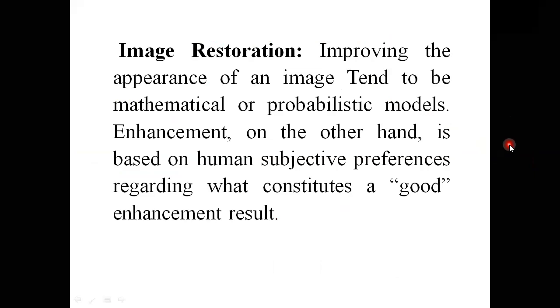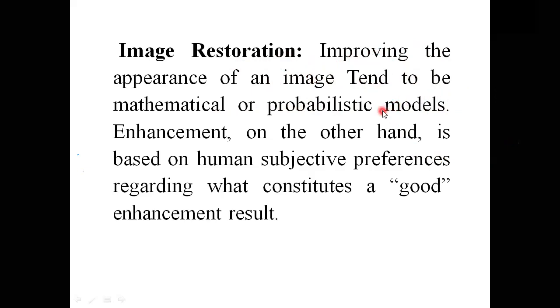Next, image restoration. Image restoration means, suppose any noise occurs, then that image is called a degraded image. Based on that degraded image, the degraded image is converted into the original image. How? In an objective manner. In an objective manner in the sense that by using mathematical or probabilistic models, we are improving the appearance of the image. So image restoration means improving the appearance of an image using mathematical or probabilistic models.